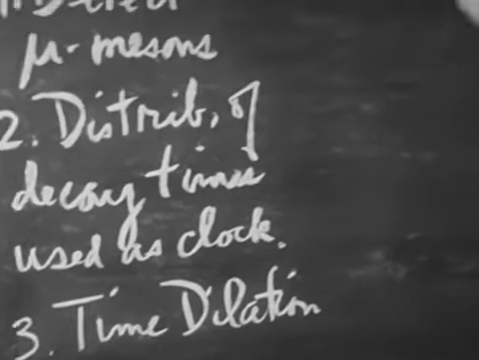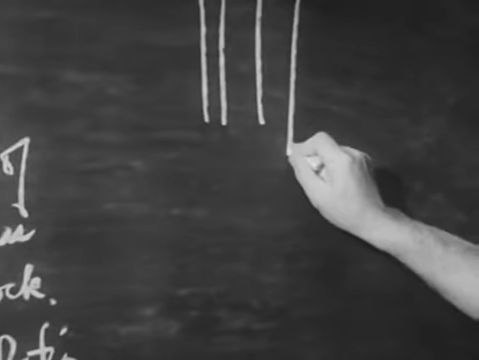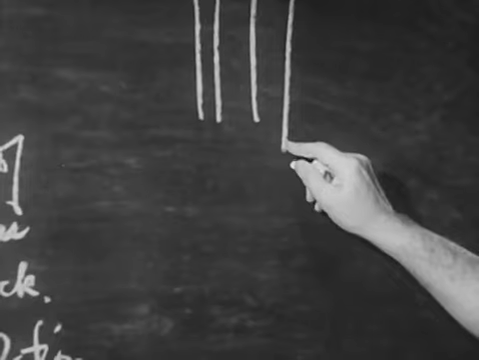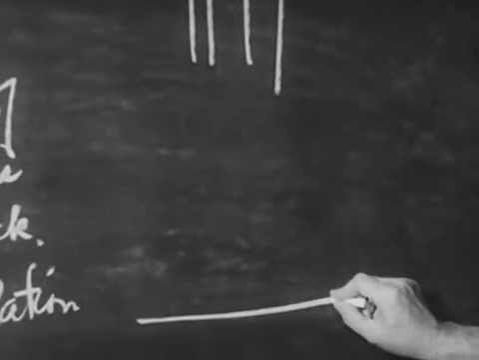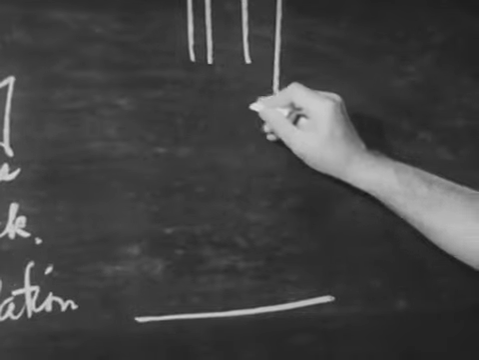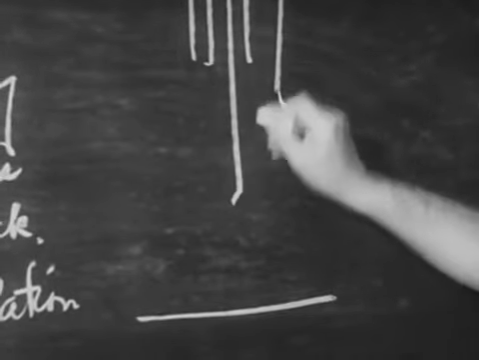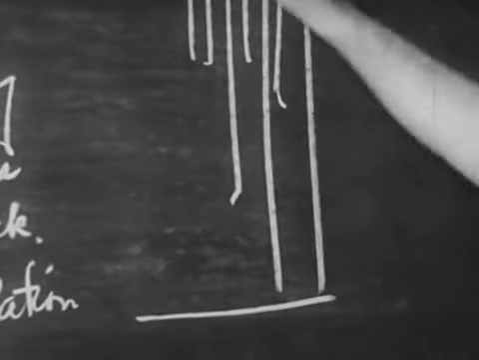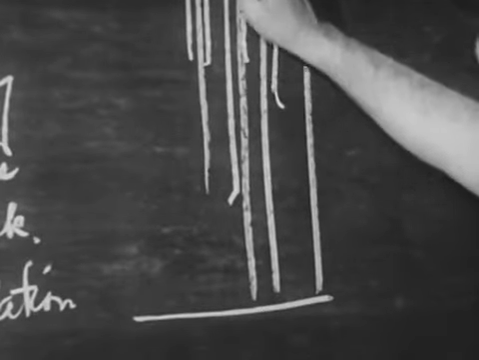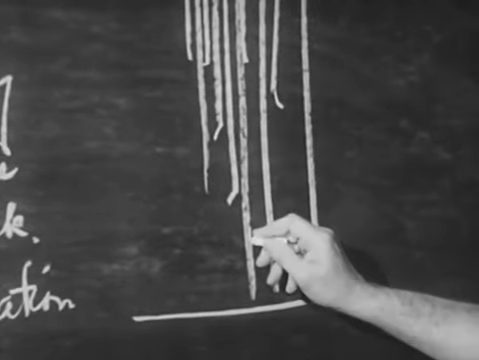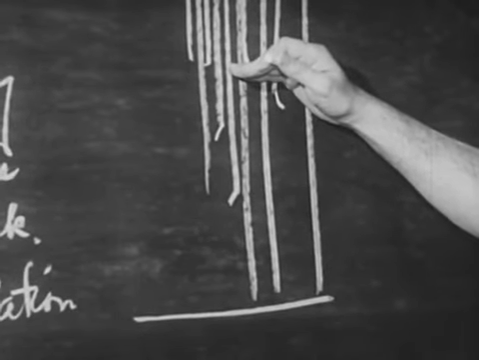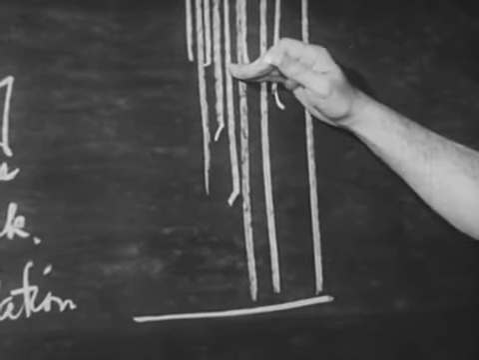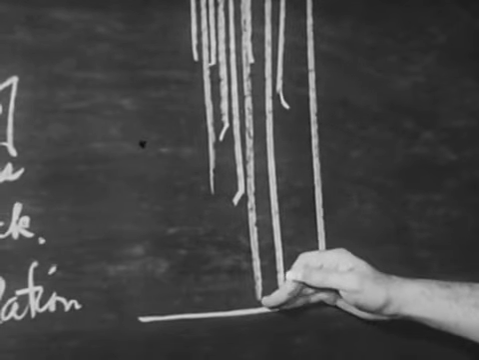The mu-mesons we'll use are produced high in the atmosphere and come shooting down toward the Earth. As they come down, some of them disintegrate in flight. The number arriving at a high altitude is greater than the number surviving to reach sea level.